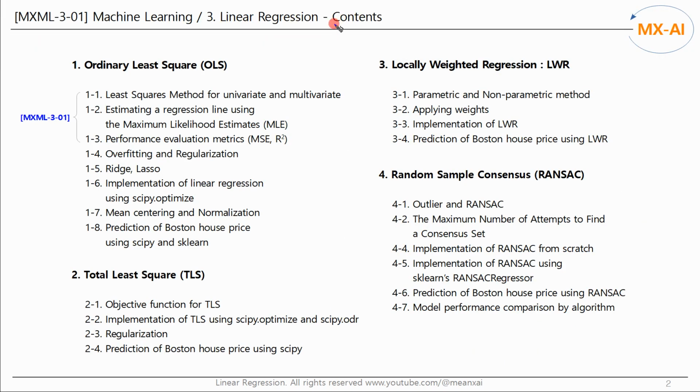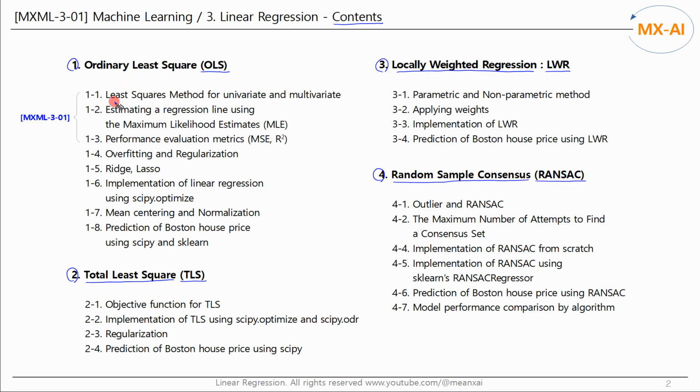Let's take a look at the full table of contents. Chapter 1 examines ordinary least squares, OLS. In Chapter 2, we will look at the total least squares, TLS. In Chapter 3, we'll look at the locally weighted regression, LWR. In Chapter 4, we will look at the random sample consensus, RANSAC.